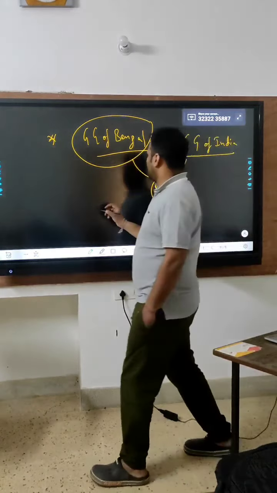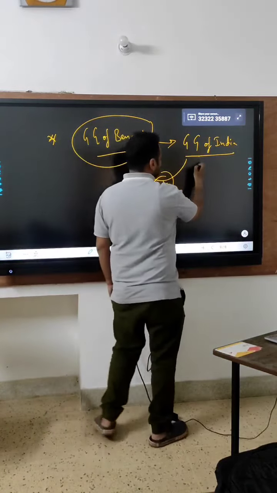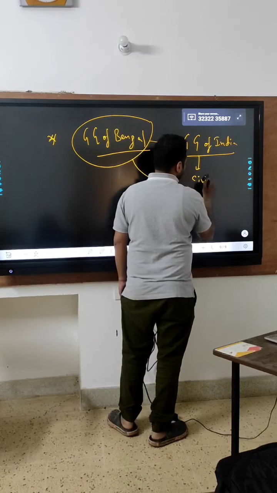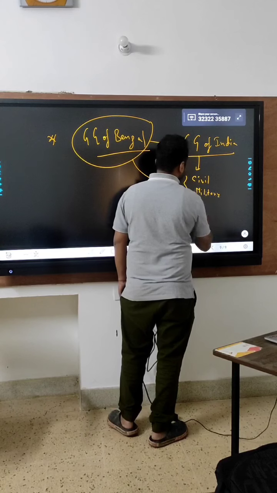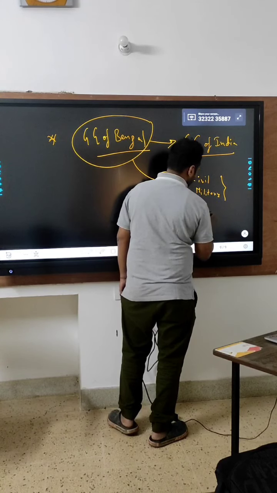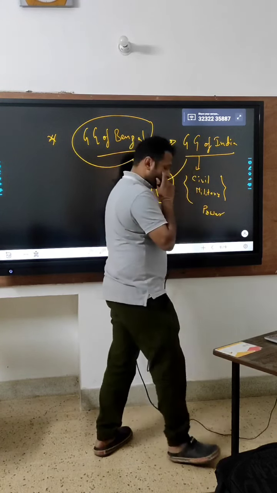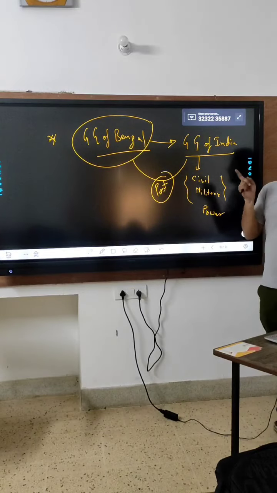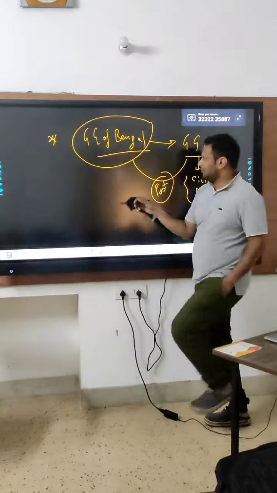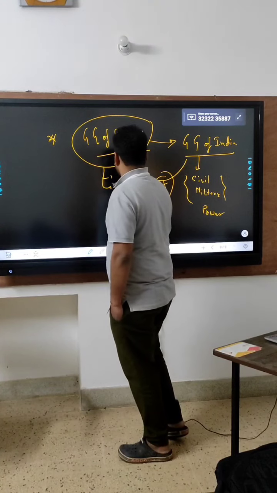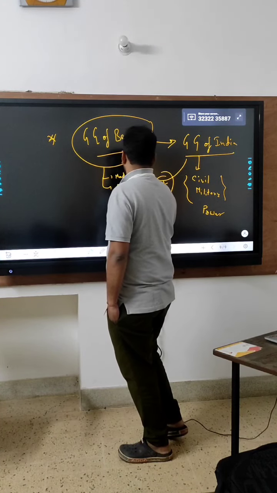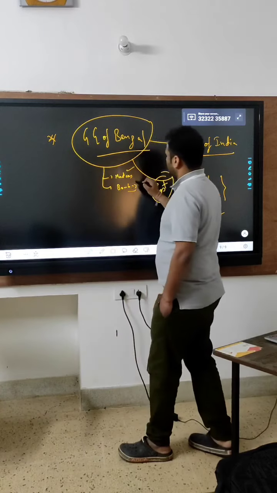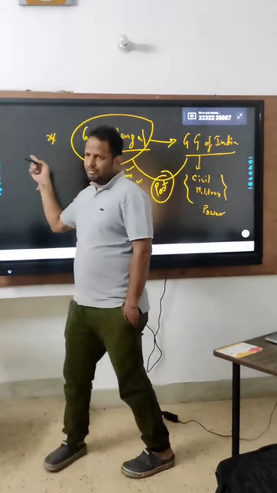And all civil and military powers were vested in him, in the Governor General of India. See, the Governor General of Bengal already had Madras and Bombay provinces as subordinate. The Governor of Madras and the Governor of Bombay were subordinate to the Governor General of Bengal.